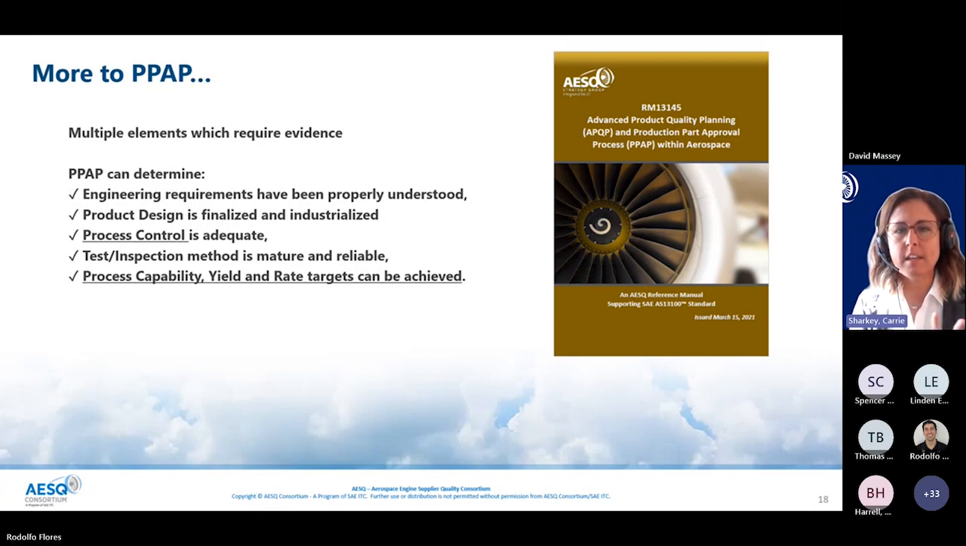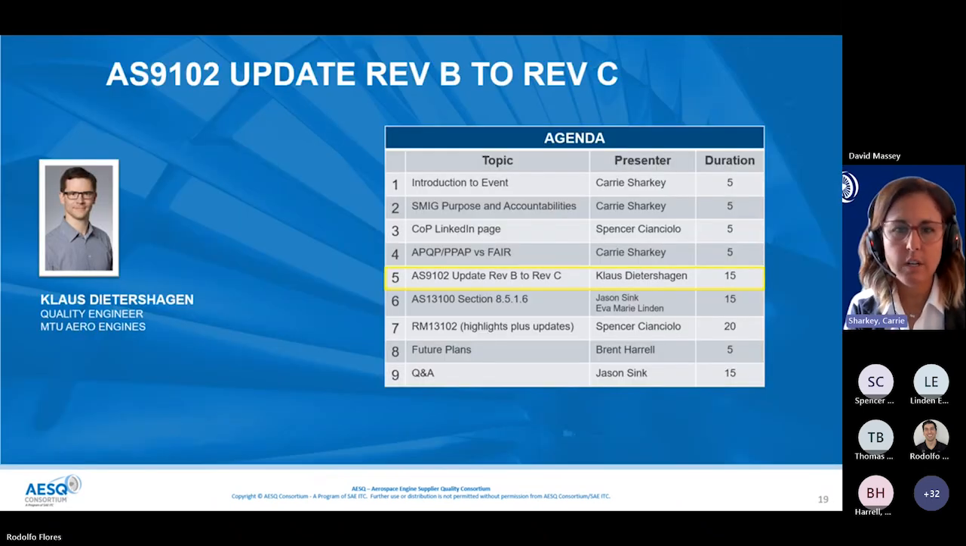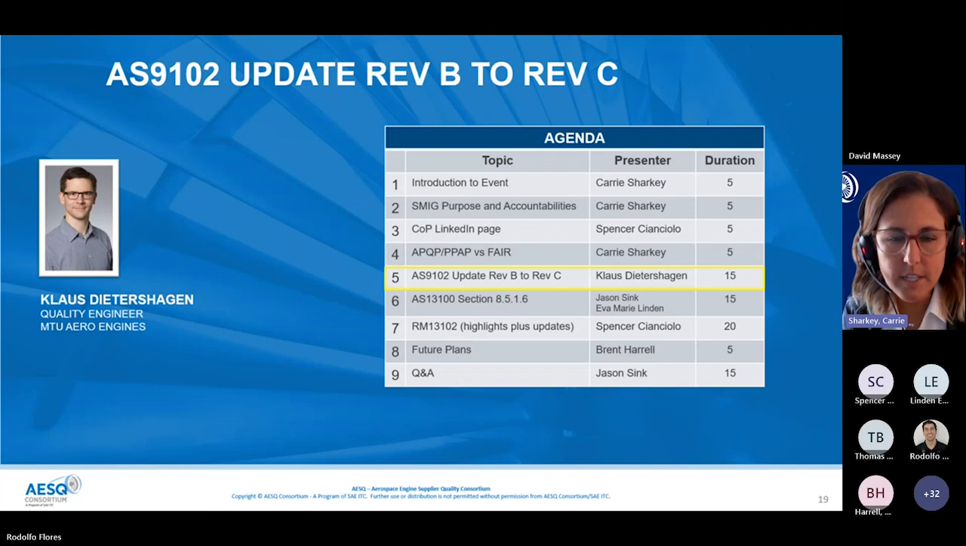I just wanted to add a little more clarity, because I know of the supplier forum. Hopefully you were able to join the supplier forum recently, and we do have those throughout the year. We heavily focus on APQP, which is great. FAIR is just a piece of that overall picture. I wanted to touch on that from our perspective to make sure everybody is on the same page. So I think we are good to move on to Klaus, if he wants to give us an update on the 9102 from Rev B to Rev C.